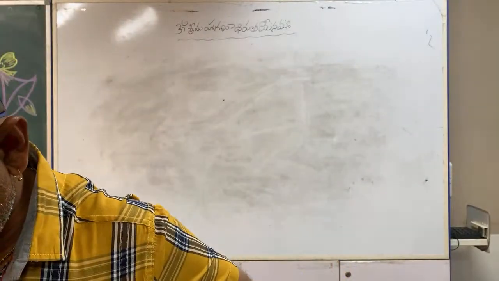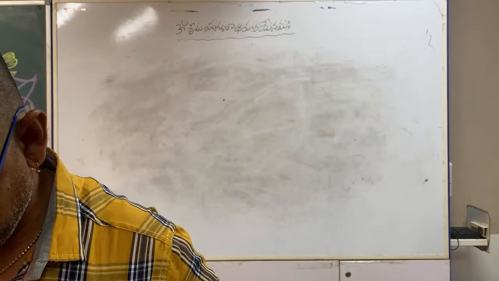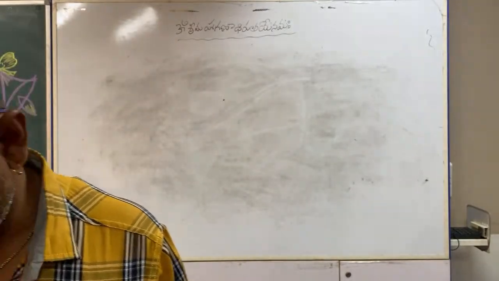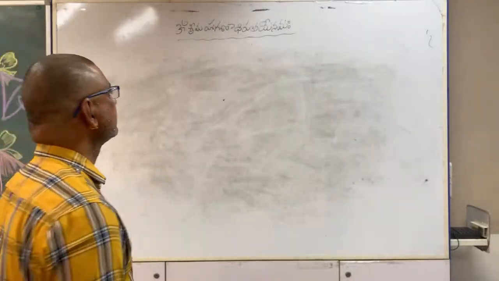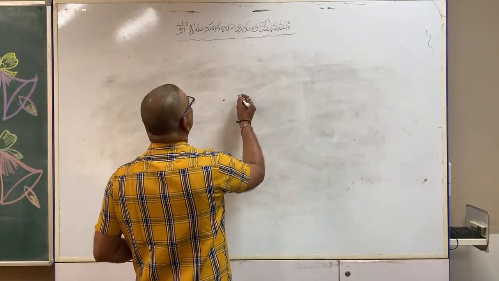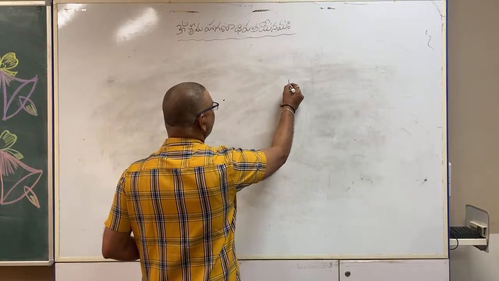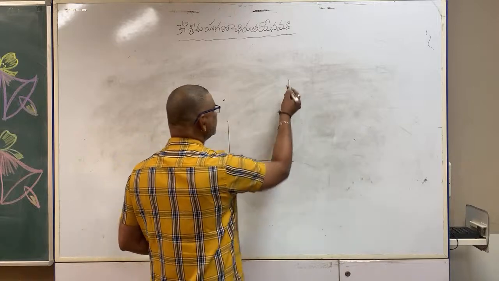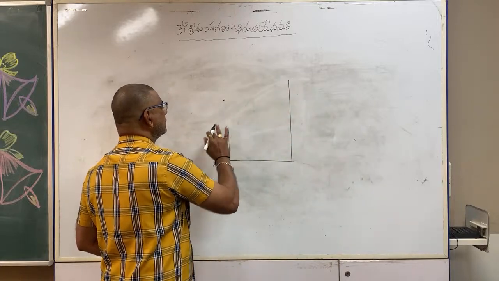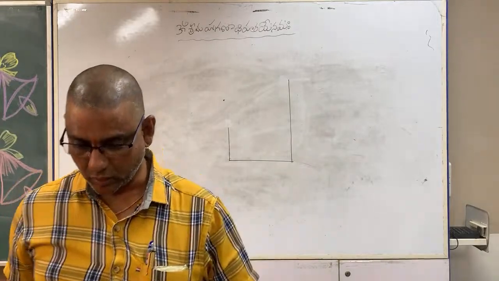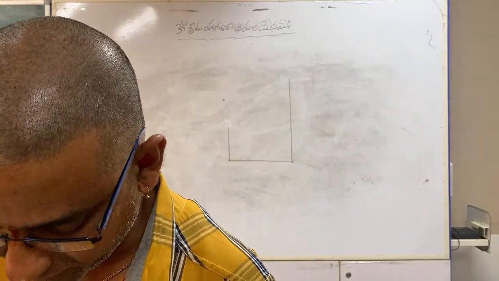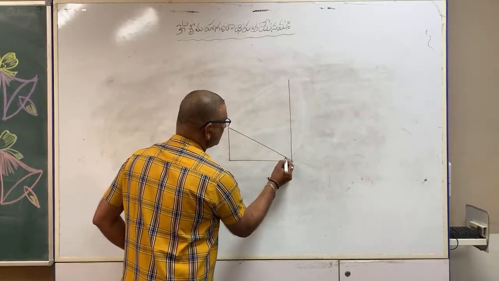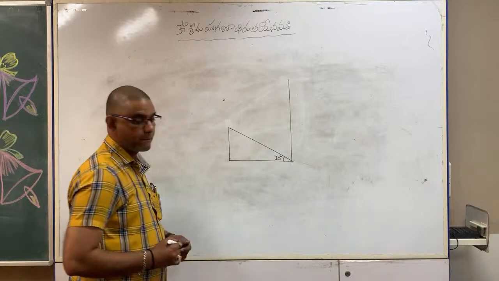29th question. The angle of elevation of top of a building from the foot of a tower is 30 degrees. Here there is a tower and a building. The angle of elevation of top of a building from the foot of the tower is this one. This angle is 30 degrees.